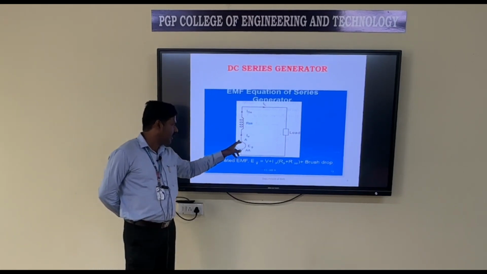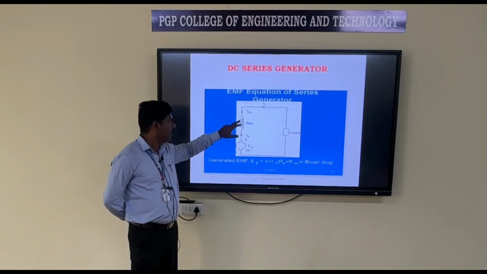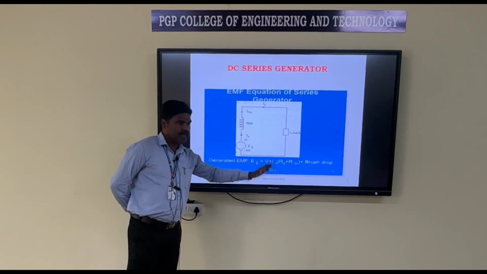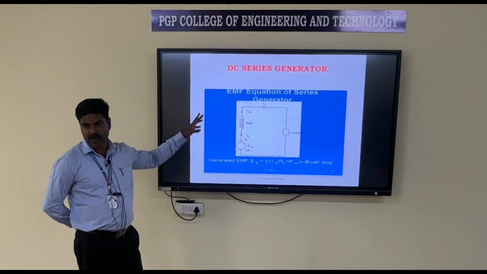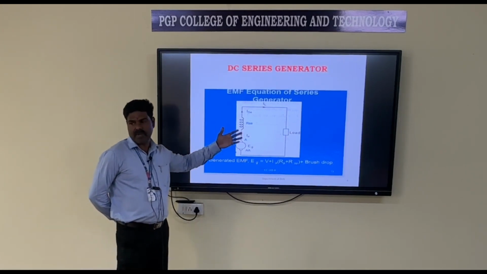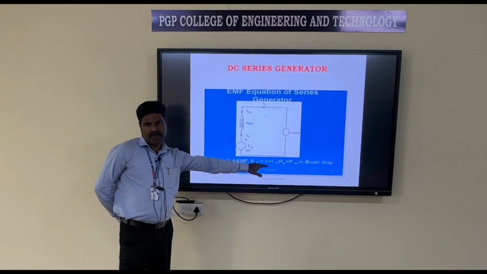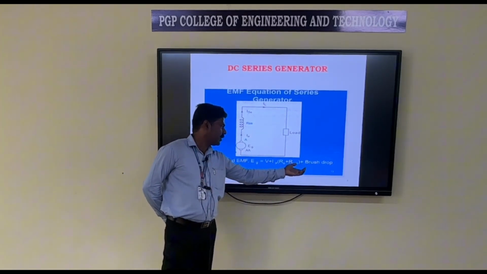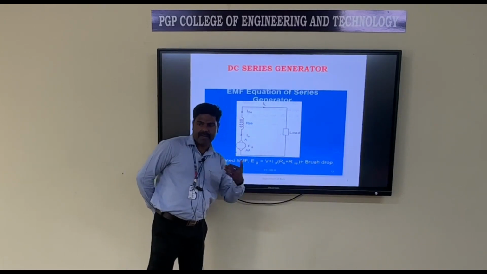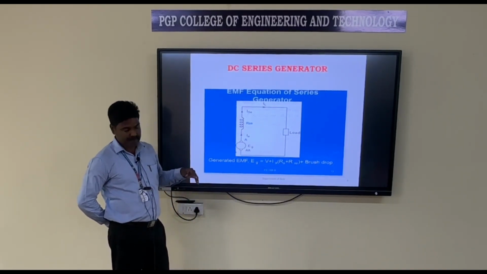Therefore, the armature current, the current flowing through the armature, that is IA, the current flowing through the field winding, that is ISC, and the current flowing through the load, the three currents are equal. Here IA equal to ISC equal to IL. By applying Kirchhoff's voltage law, we can get the generated EMF equation: EG equal to V plus IA into (RA plus RSC), where V means voltage across the load. The voltage drop across the brush is very small, so it can be neglected.